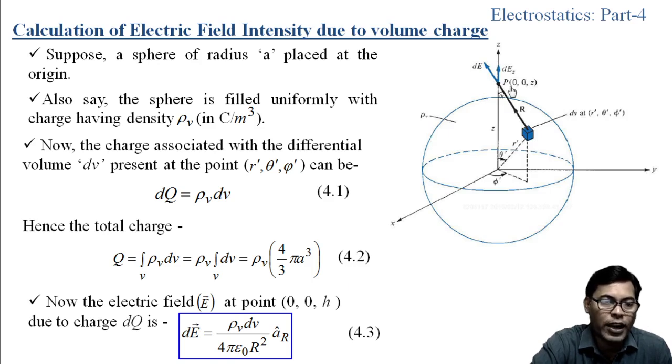Now we want to find the electric field intensity E at the point 0, 0, z, or here we have written 0, 0, h. As per the equation which we have derived earlier, the electric field intensity E for a volume of charge is E equals the volume integral of rho v dv by 4 pi epsilon naught R square aR. If we take the differential of this expression, then we get dE equals rho v dv by 4 pi epsilon naught R square aR.